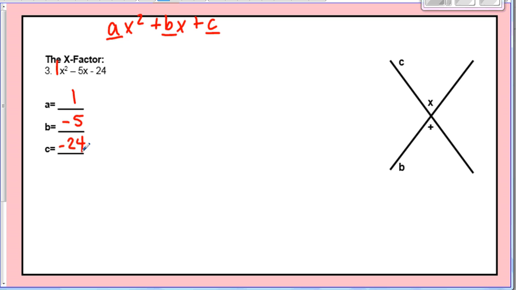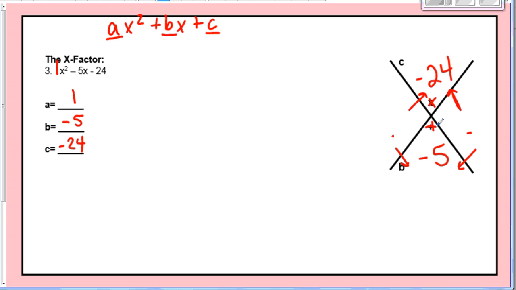What the X factor does over here on the right is it helps us to plan out what we need to split our middle term into. So for the top, we're just going to put our C value, in this case, negative 24. The bottom, the B, is going to be our negative 5. Okay? Now, the two numbers that I'm going to put on the sides here and here need to multiply to give me negative 24, and they need to add to give me negative 5.